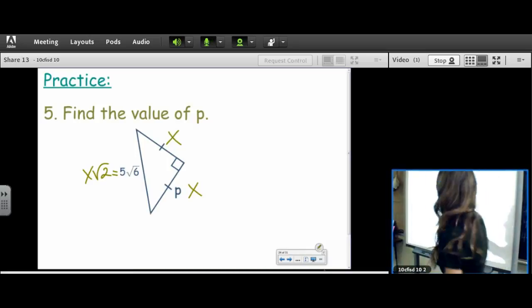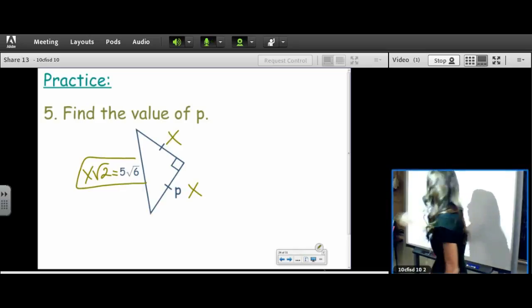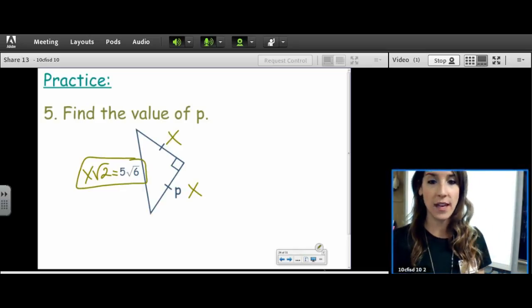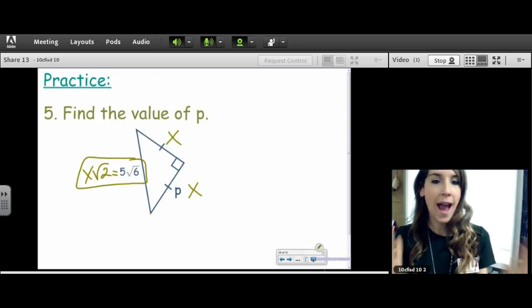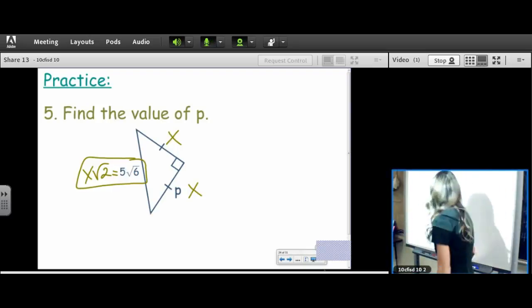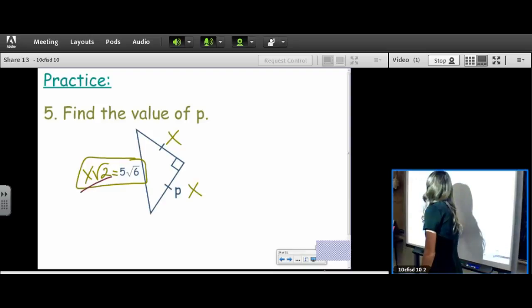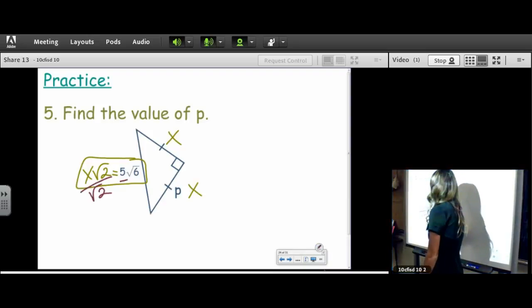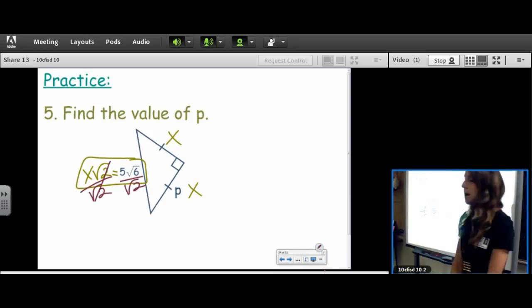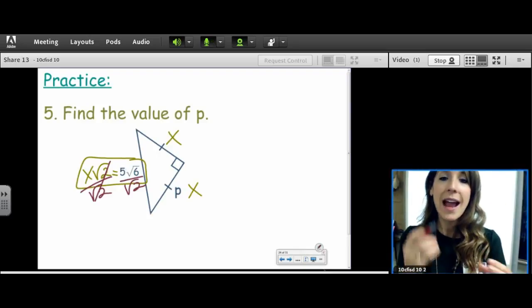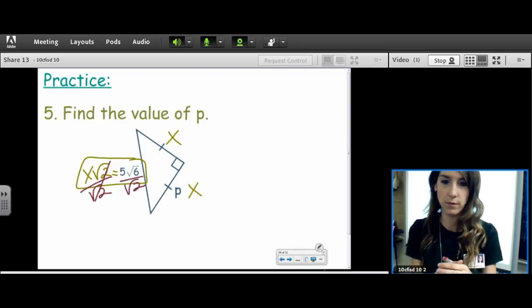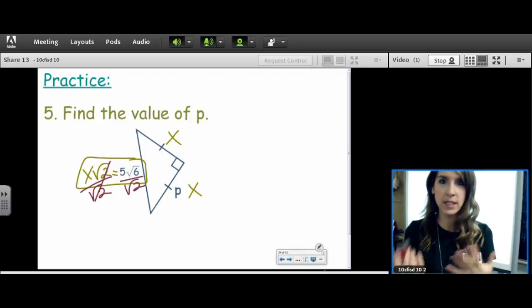Really, you can treat this as an equation, and you can just solve it. X root 2 is 5 root 6. Well, how do I solve for x? We know how to solve. The opposite of multiplying by root 2 is dividing by root 2. So to solve this problem, you take your hypotenuse and you divide by root 2. Are you allowed to divide those? Square root of 6 by square root of 2?